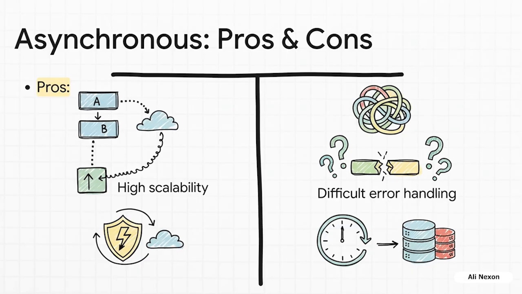The benefits are huge. Your services are decoupled, which makes your whole system way more resilient and easier to scale. But the downsides are real too. The code is just plain more complex. It's harder to track what's going on. And you have to get comfortable with this idea of eventual consistency, which means your data will be correct eventually. Just maybe not in the exact microsecond the user clicks the button.